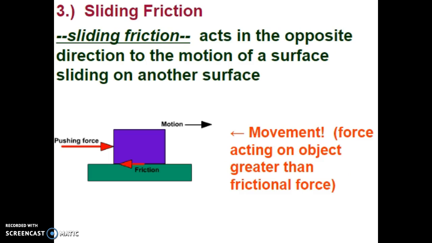Sliding friction is also another type of common friction. This is going to act in the opposite direction to the motion of a surface sliding on another surface. So in this case, we will have movement because the force acting on the object is greater than the frictional force. Once you overcome friction, motion can occur.